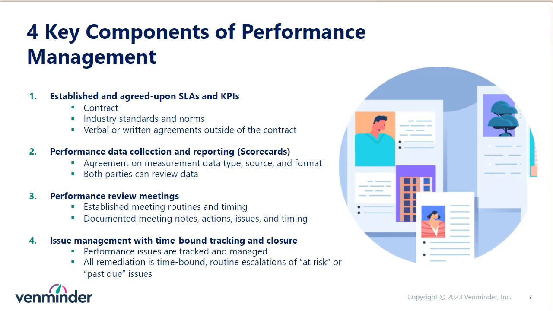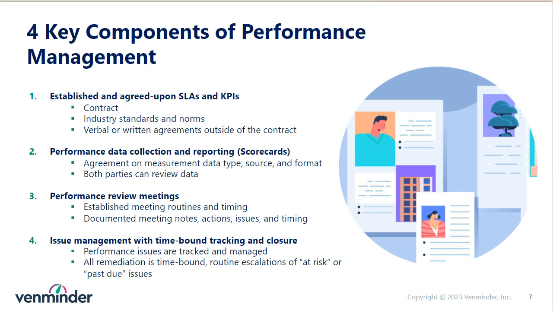All right, let's talk about the 4 components of vendor performance management really quickly. The first important one is that we have established and agreed upon SLAs and KPIs. The next one is that we have good performance data collection and reporting, because we need to have a way to substantiate the performance. We need to measure it. So what are we measuring it against?